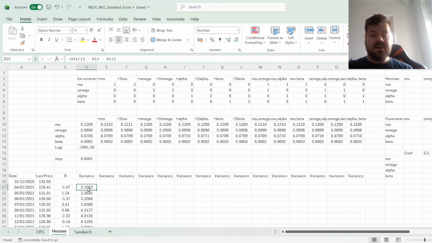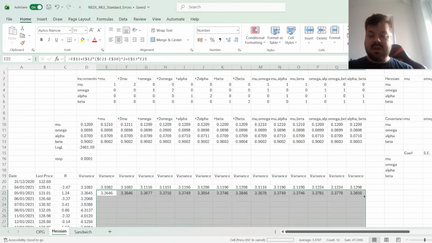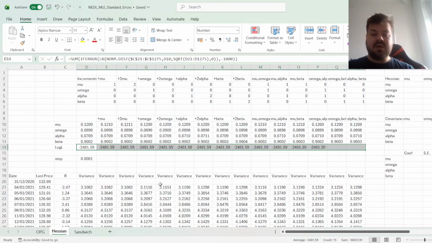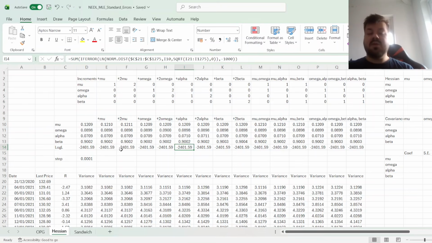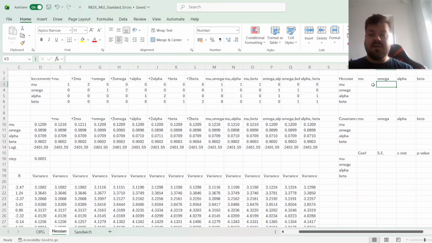And now, because of how we calculate conditional variance, we can drag it across, and that would correctly correspond to the same returns but different, slightly tweaked parameters. And we can also drag the log likelihood calculation across, and again this would correctly refer to the necessary parameters. So, having computed log likelihoods for all the relevant iterations, we can proceed with filling in the Hessian matrix.